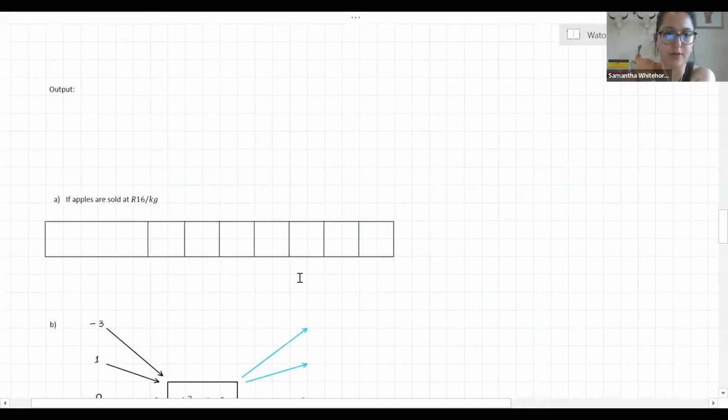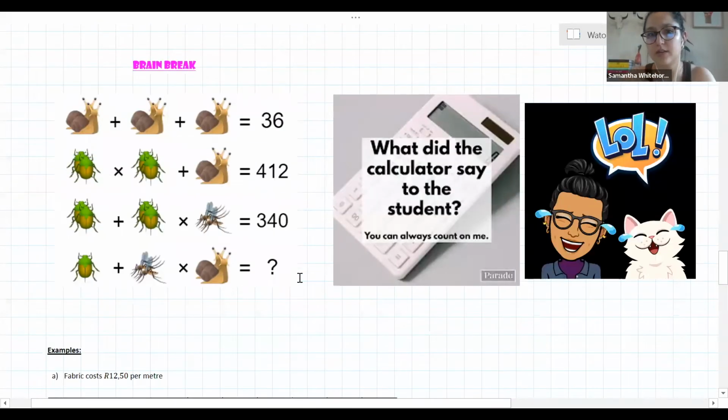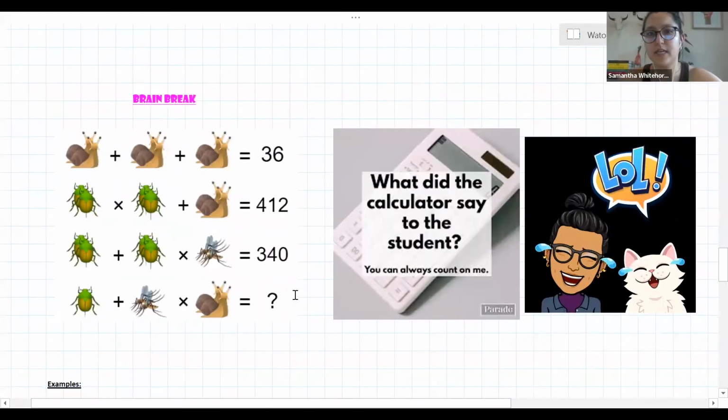Alrighty, so, and we'll come back to this obviously. This is our brain break for the day. Brain break my lips. Right, I will be right back. I'm running to the loo.